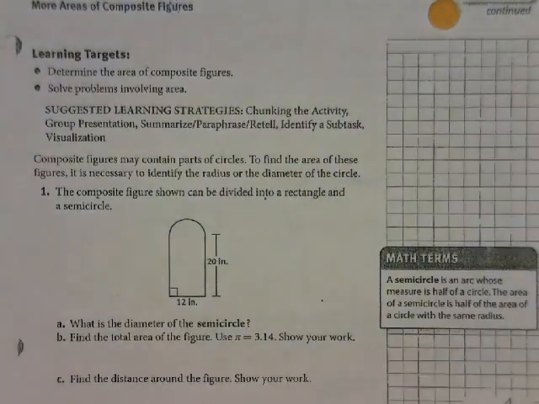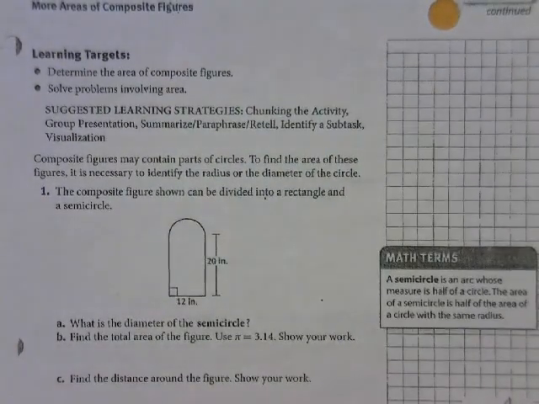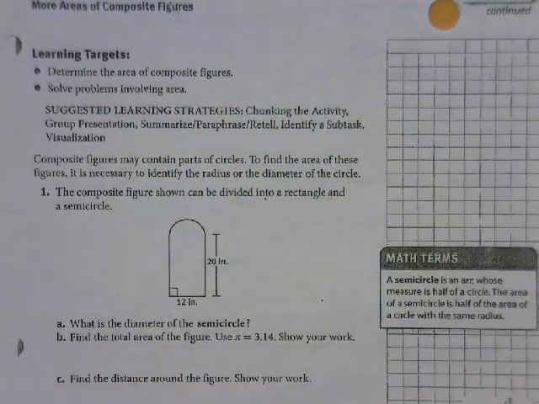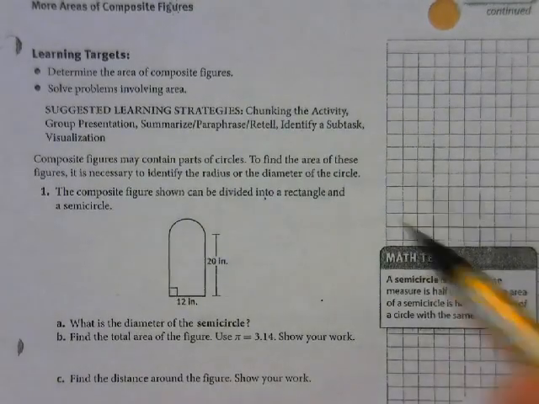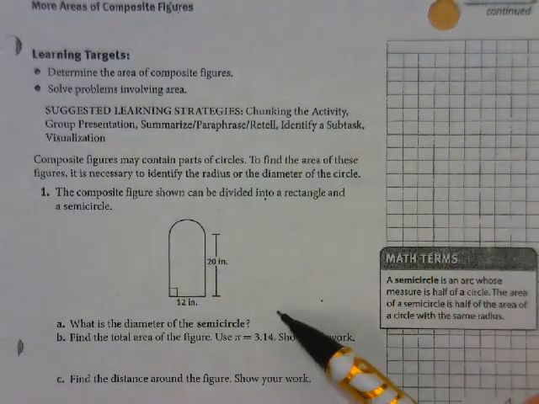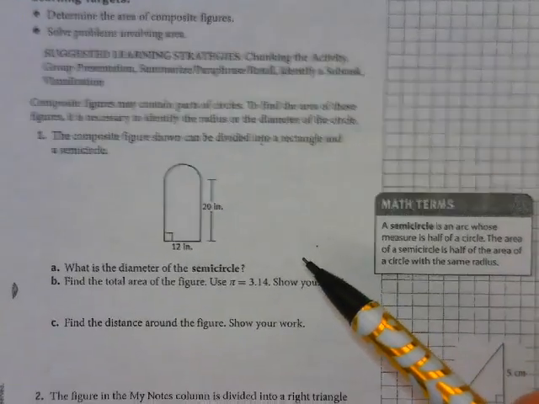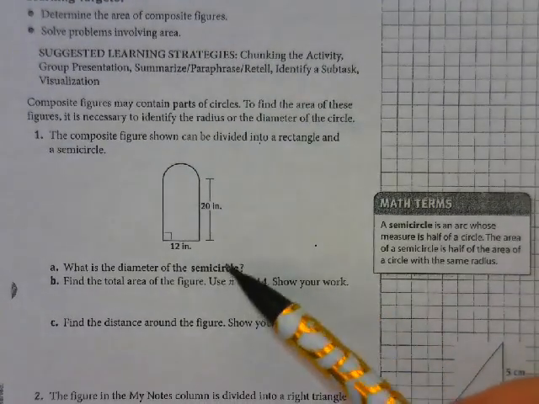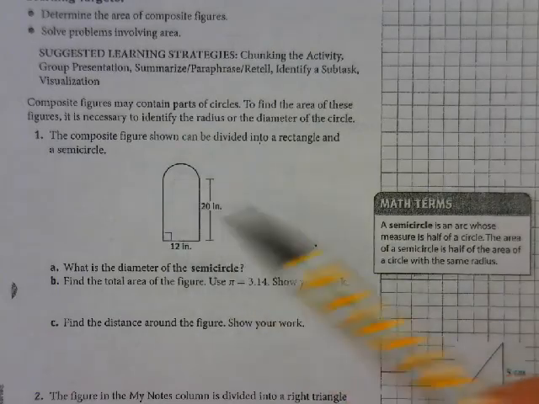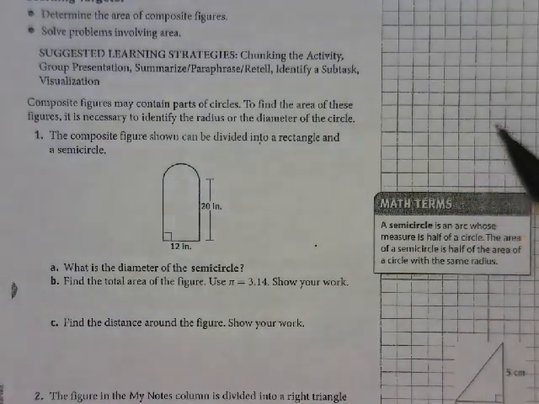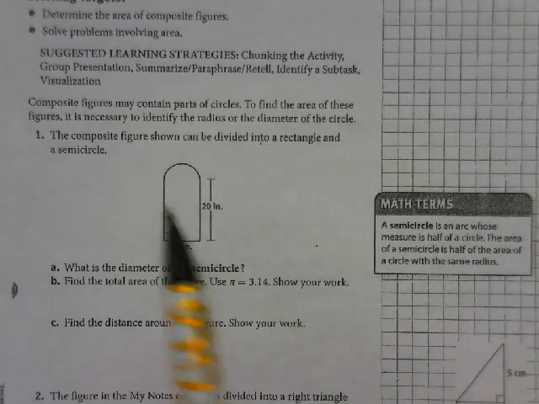We're going to continue talking about composite figures. I apologize, this got copied a little bit backwards, so we're actually starting on the right-hand side of this paper. We have been talking about area of composite figures and how to figure that out and how it's multiple shapes put together. So I'm going to run through these notes with you and then we'll have you some practice.